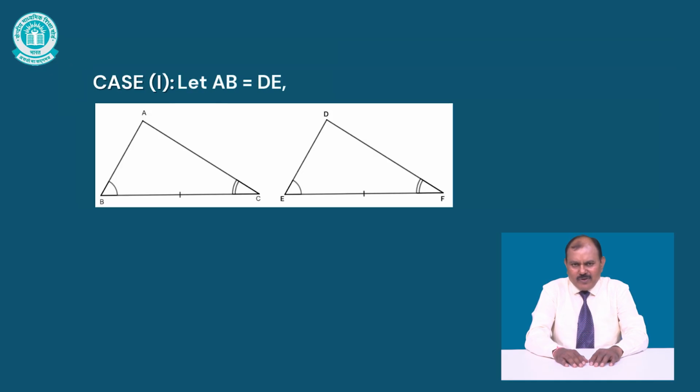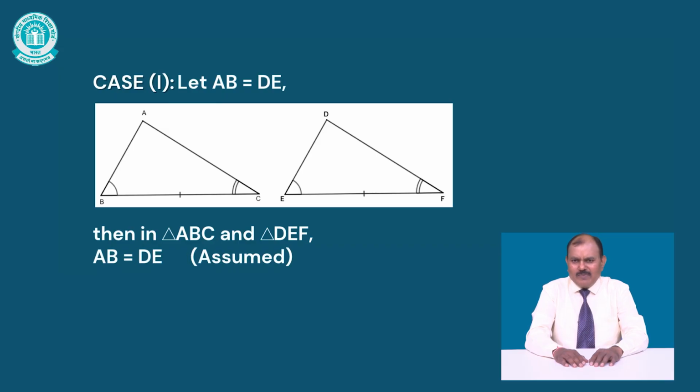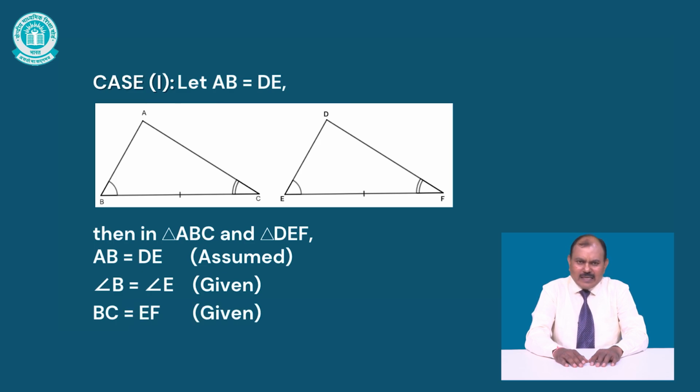let AB equal DE. Then side AB equals side DE is assumed, angle B equals angle E is given, and side BC equals side EF is given. So, triangle ABC is congruent to triangle DEF by SAS axiom. This case is proved.